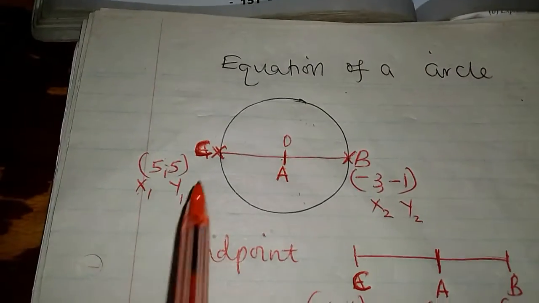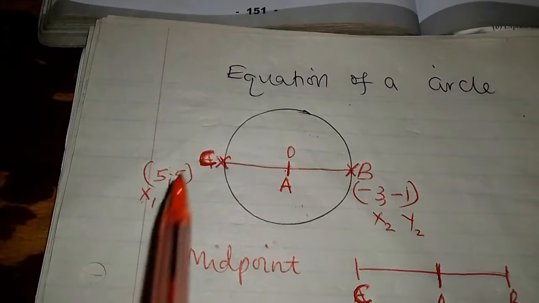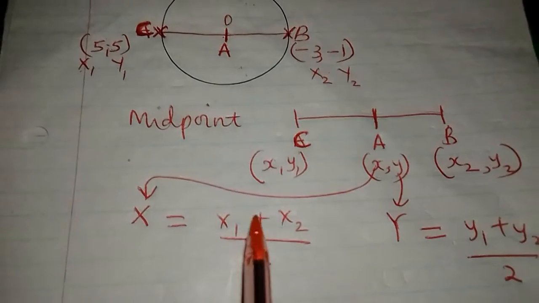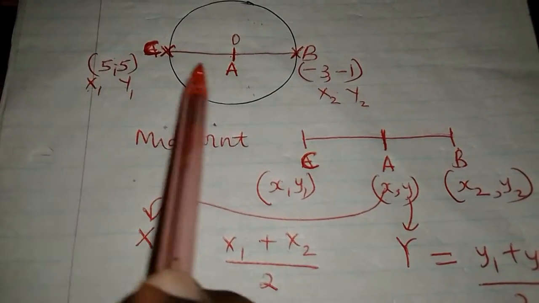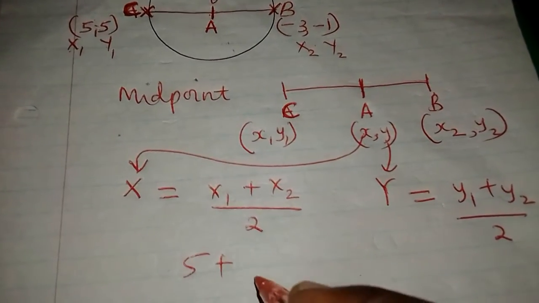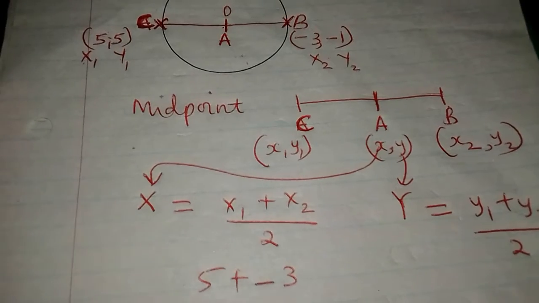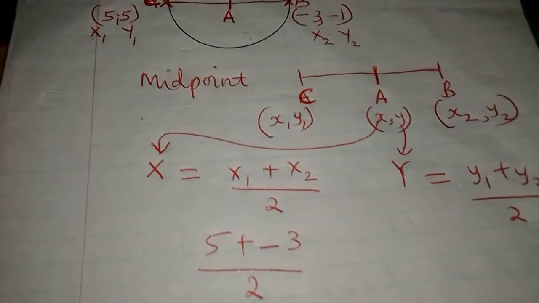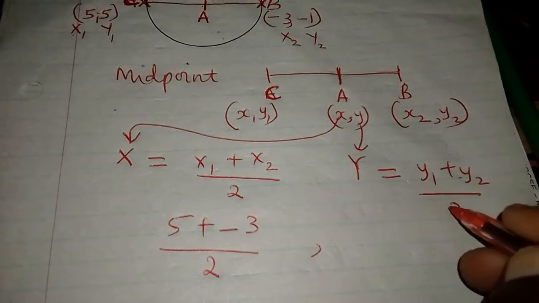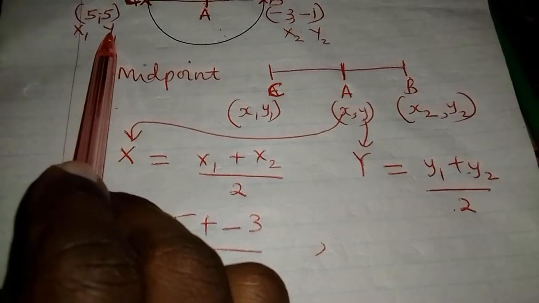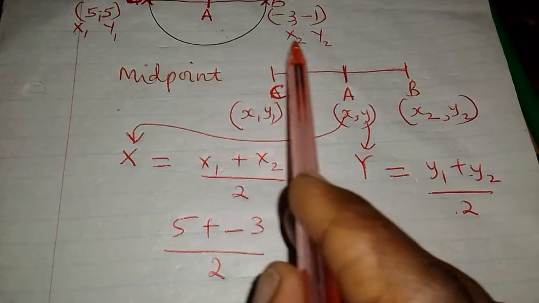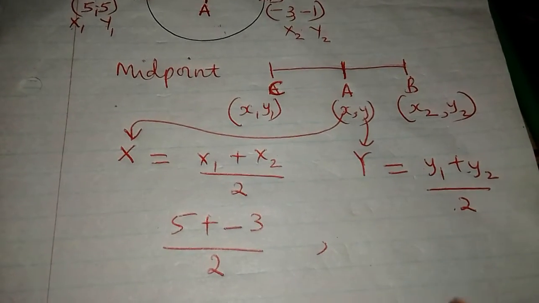I have x1, I have x2. It is easier. x1 plus x2, so I just say 5 plus negative 3. Then I divide this by 2. Come here again to say y1 plus y2 divided by 2. y1 is 5, y2 is negative 1. So 5 plus negative 1 divided by 2.